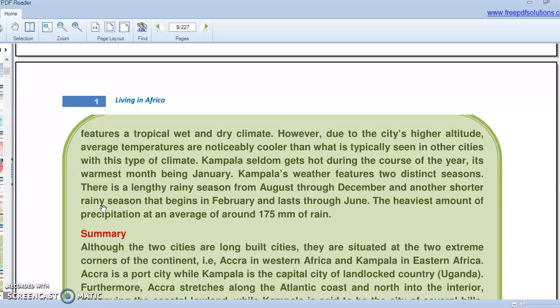Kampala's weather features 2 distinct seasons. There's a lengthy rainy season from August through December, and another shorter rainy season that begins in February and lasts through June. The heaviest amount of precipitation is at an average of around 175 millimeters of rain.